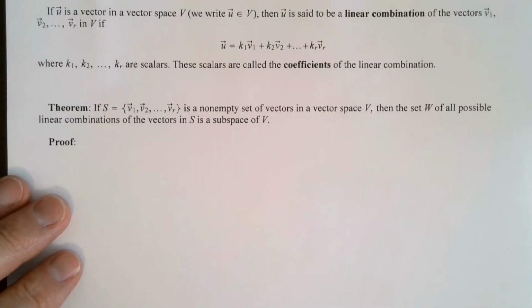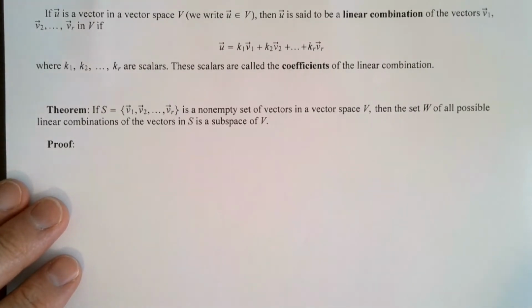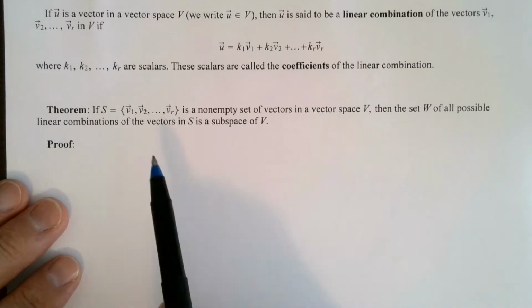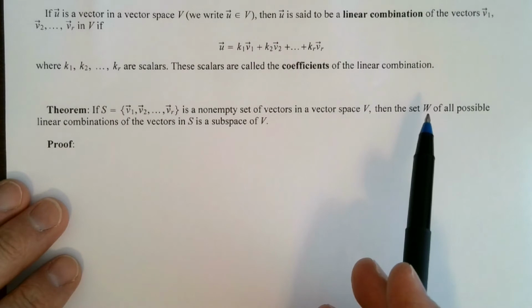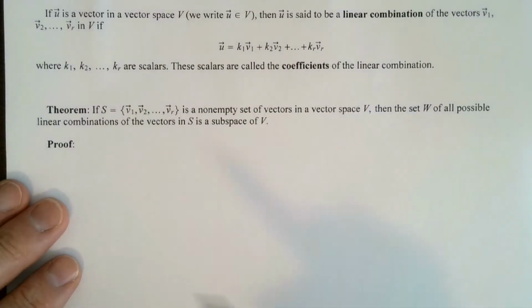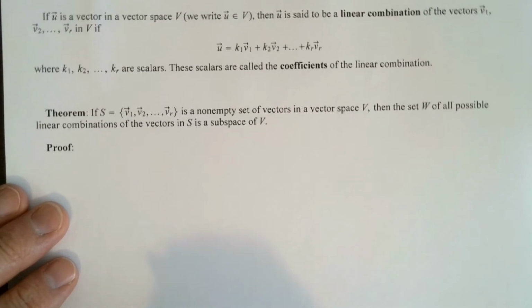So how do we prove something's a subspace? We've been talking about it. Two things we need to prove, right? It's closed under addition and closed under scalar multiplication. Clearly these vectors are in a vector space, right? And so any vector in W is a vector in the vector space V. So it is a subset, but we have to prove it's closed under addition and scalar multiplication.